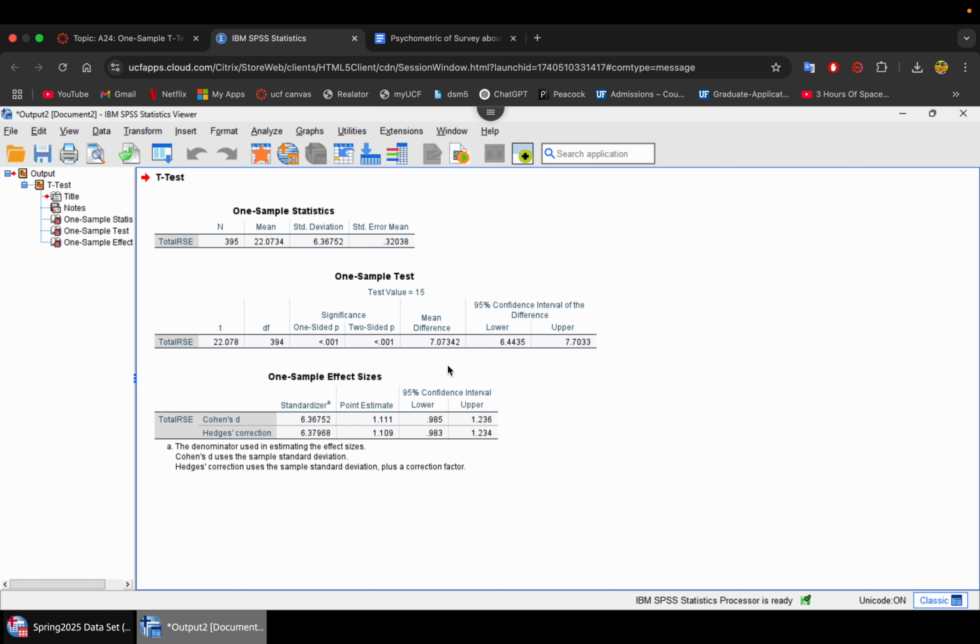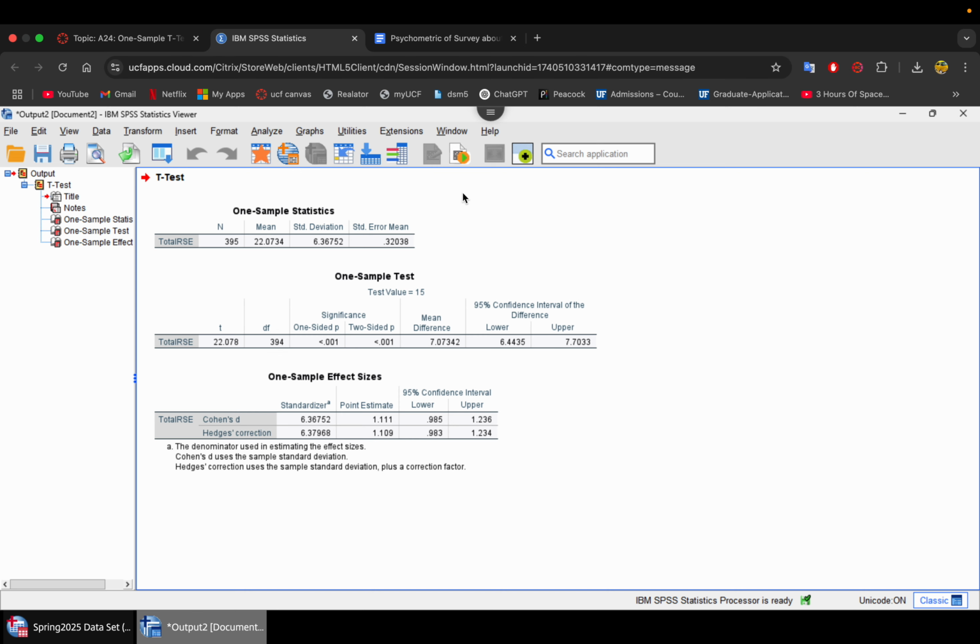So how you're going to read this is you're going to look at the first and the second tables. The first table is going to tell us our n value, our mean, our standard deviation, and our standard error mean. You really only have to focus on the mean on this one. Then once we go down to the second table, we're going to look at our t-value, our degrees of freedom, and then our two-sided p-value, which is less than 0.001. And since it's less than 0.05, we're going to accept the alternate hypothesis rather than rejecting it.